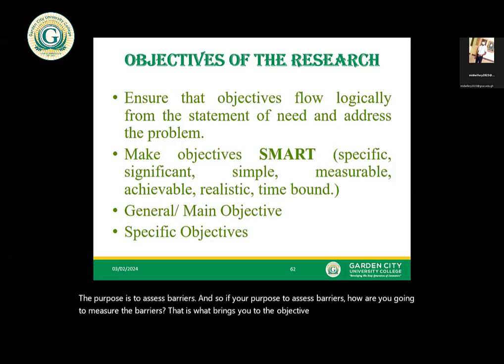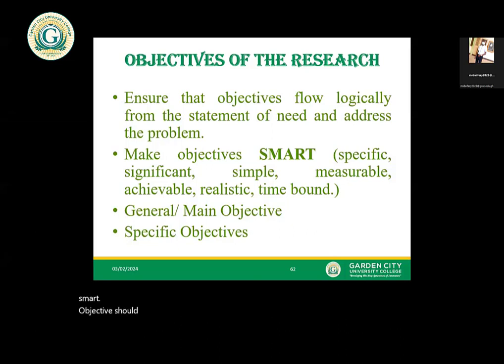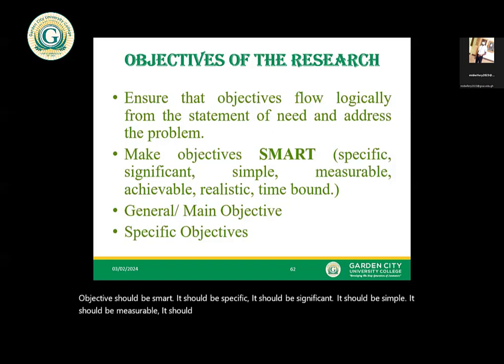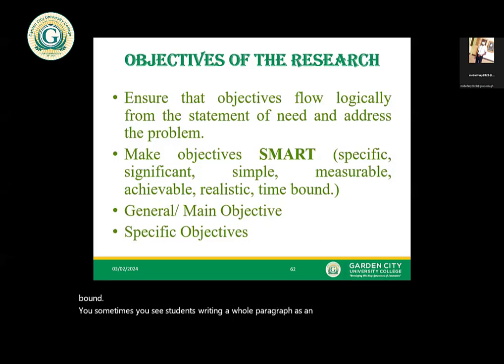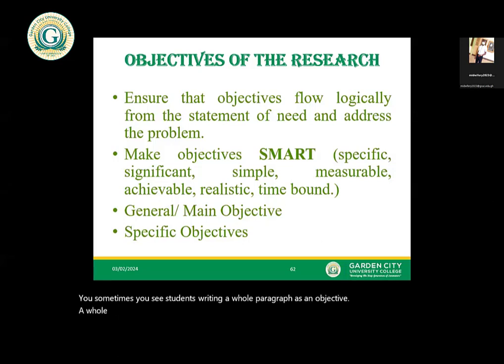And your objective should be SMART. It should be specific, significant, simple, measurable, achievable, realistic, and time-bound. Sometimes you see students writing a whole paragraph as an objective. An objective is a single sentence. It should be clearly stated. When I read your objective, I should know that this is your objective.